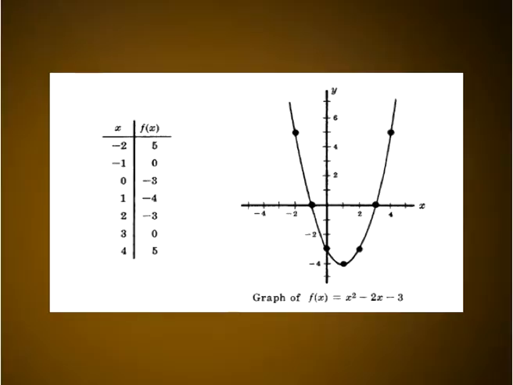Since R is an infinite set, it would be impossible to plot each point of the graph. However, the graph of such a function can be approximated by first plotting some of its points and then drawing a smooth curve through these points. The points are usually obtained from a table where various values are assigned to x and the corresponding values of f(x) are computed. The figure shown illustrates this technique using the function f(x) = x^2 - 2x - 3.